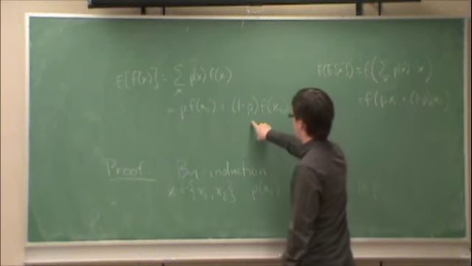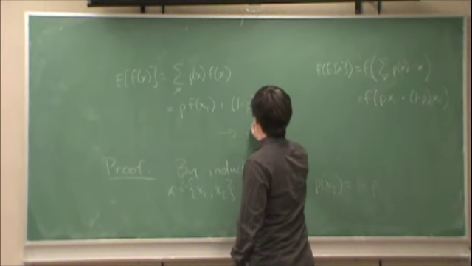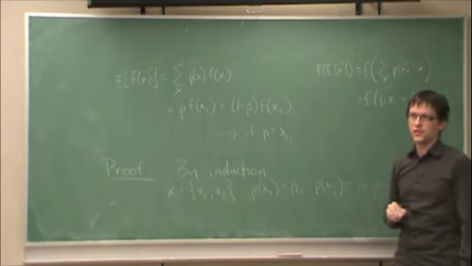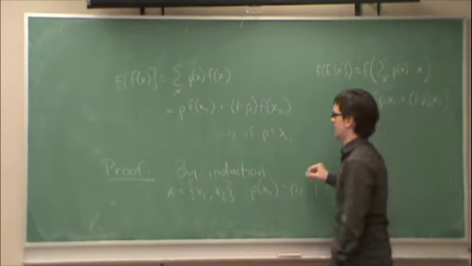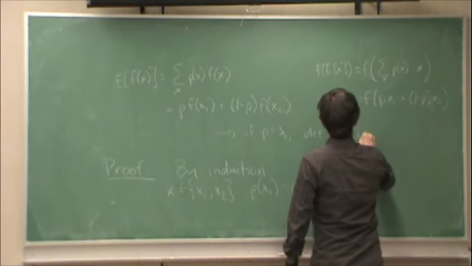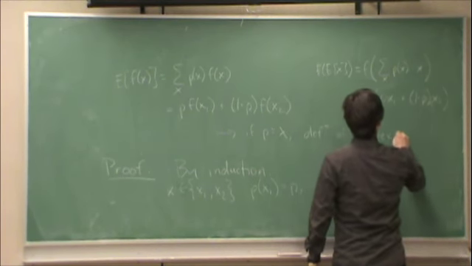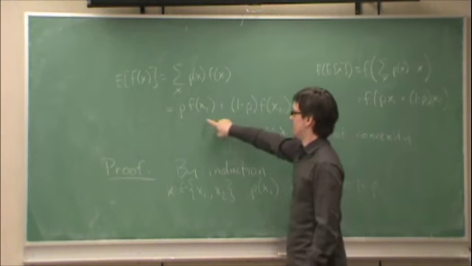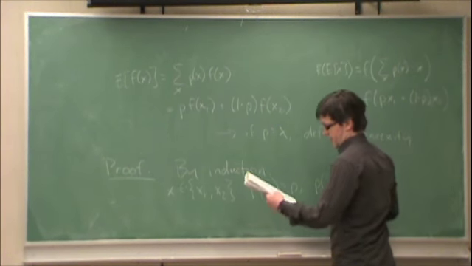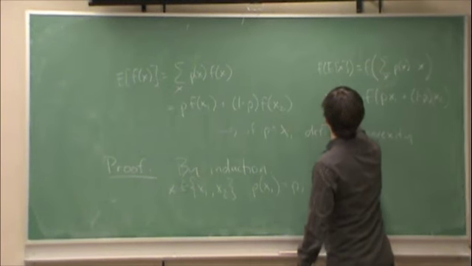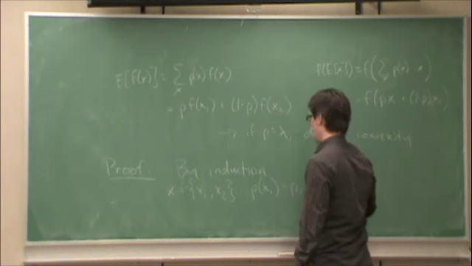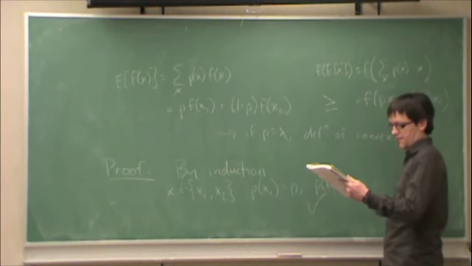So if you look at this side, if we substitute lambda for p, this is the definition of convexity. If we substitute in lambda for p on this side and lambda for p on this side, then by the definition of a convex function, this must be true. So we're okay for x taking two possible values.